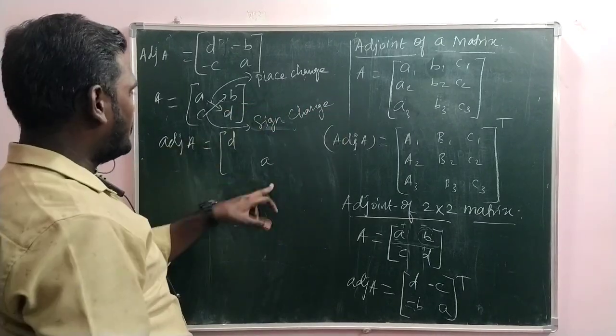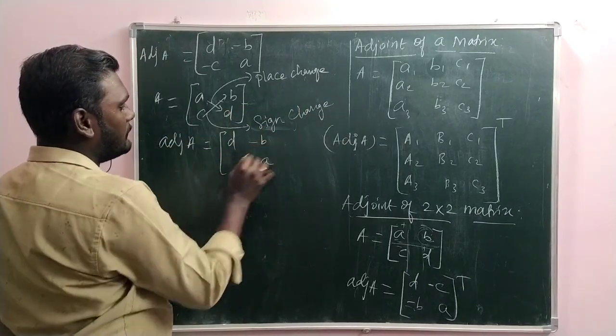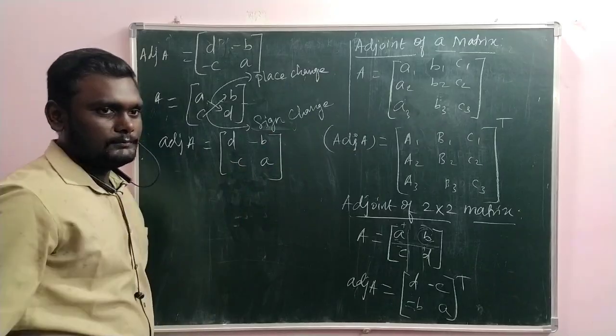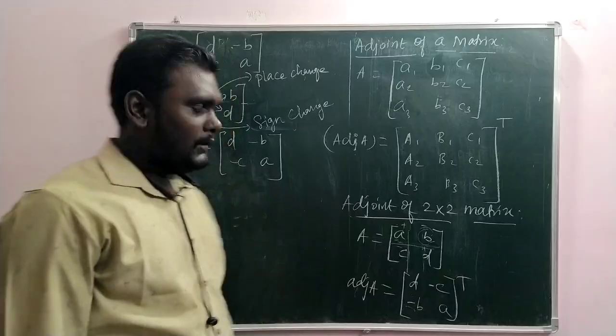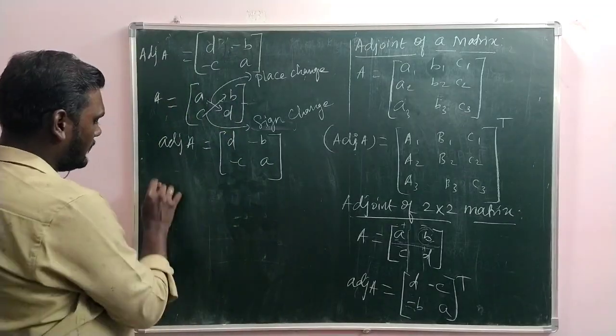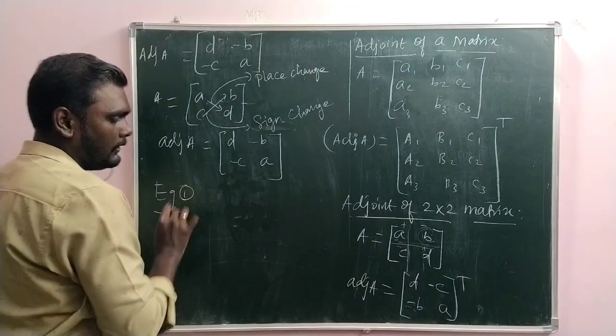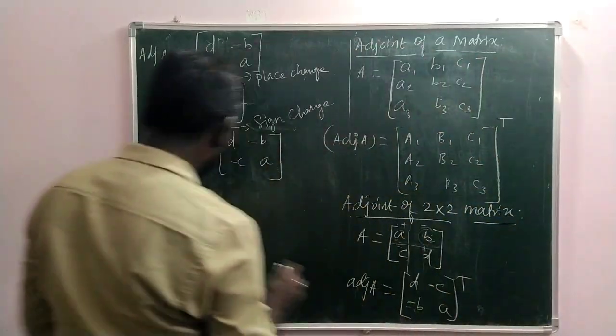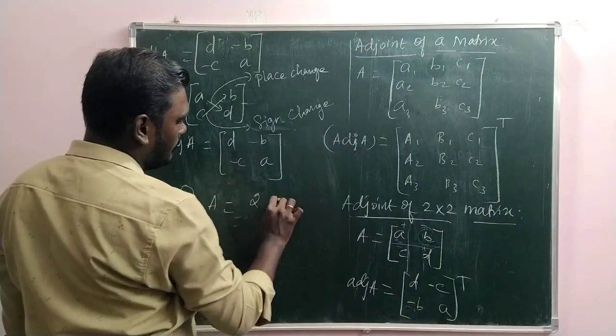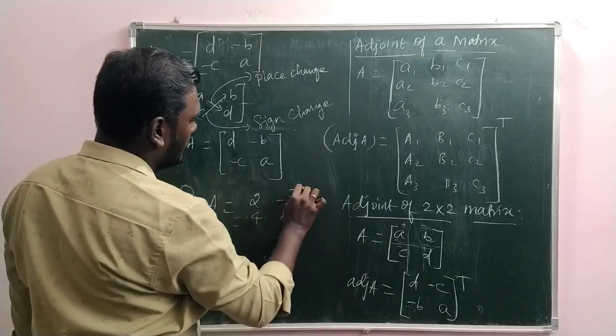So this is place change and this is sign change. B means minus B, C means minus C. That's all. We don't need to confuse ourselves with the cofactor, minor, transpose. No need. Simply place change, sign change. For example, take this matrix: 2, minus 3, 4, 6. The matrix A is 2, minus 3, 4, 6.